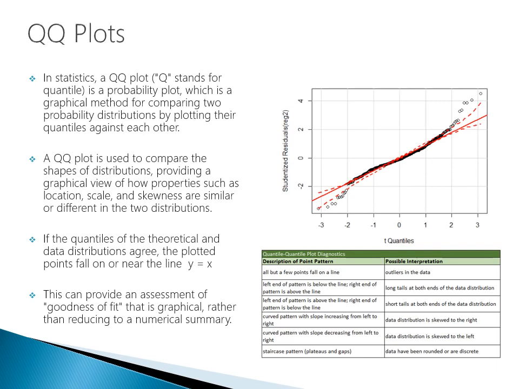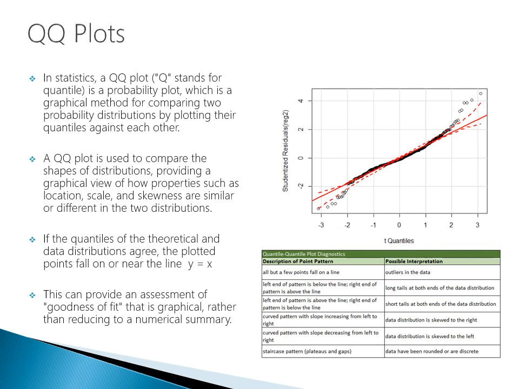Well, what does each pattern mean in layman's terms? If all but a few points fall on the line, then that tells us we have outliers in our data. If the left end of the pattern is below the line and the right end of the pattern is above the line, then that's telling us we have long tails at both ends of the data distribution, which I think is the case of what we see with this particular chart. If the left end of the pattern is above the line and the right end of the pattern is below the line, then we have short tails at both ends of the data distribution.